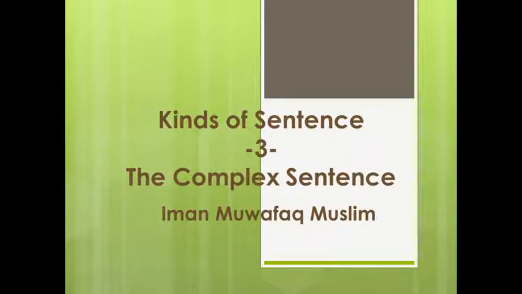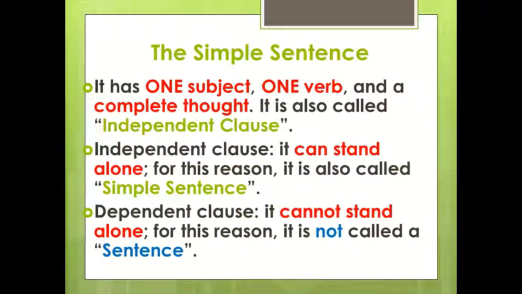The complex sentence. The simple sentence. We have to know first the difference between the simple sentence, the compound, and the complex. The simple sentence has only one subject, only one verb, and only one complete thought. It is also called independent clause. Independent clause means that it can stand alone, and for this reason, it is also called simple sentence.